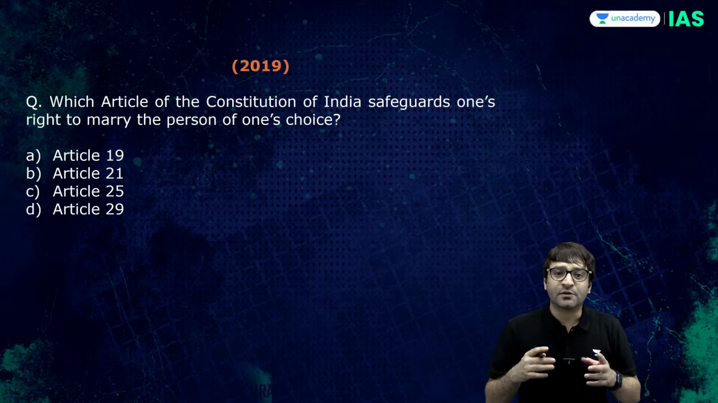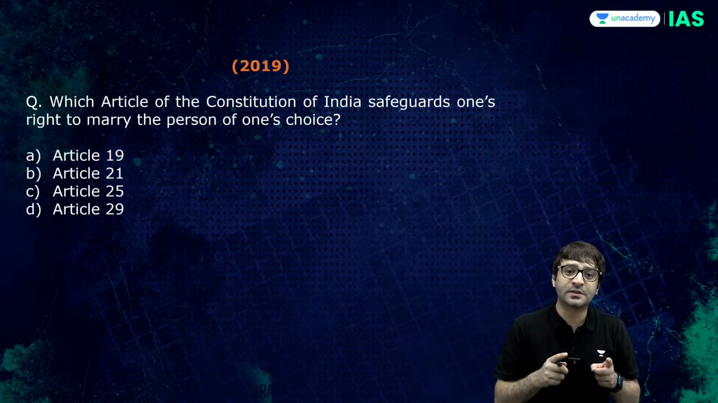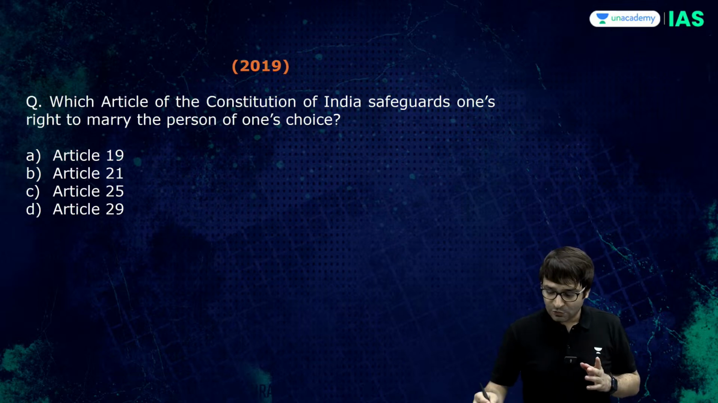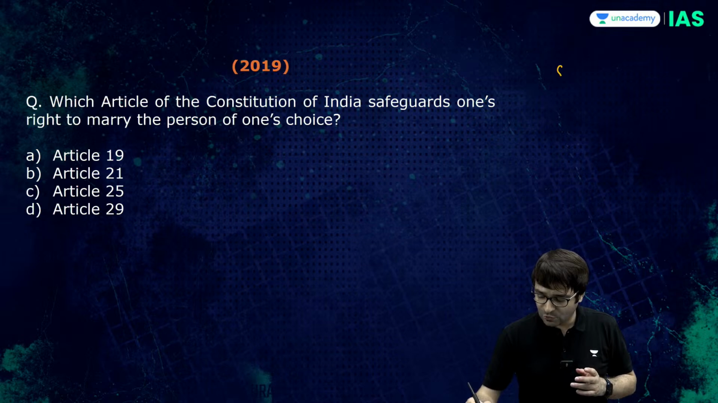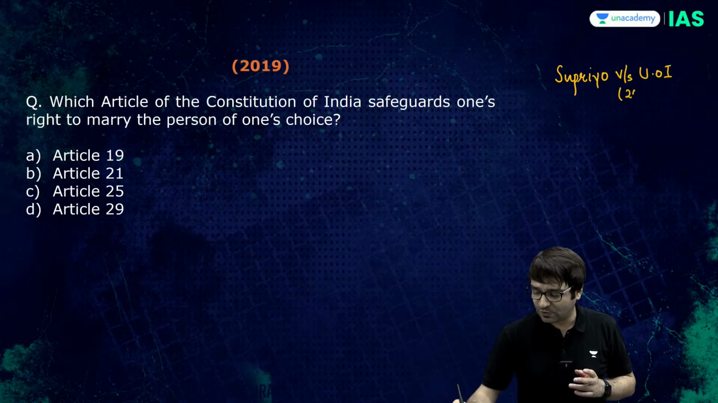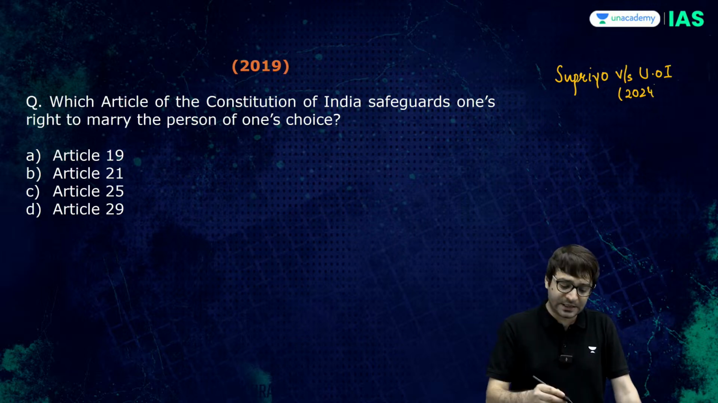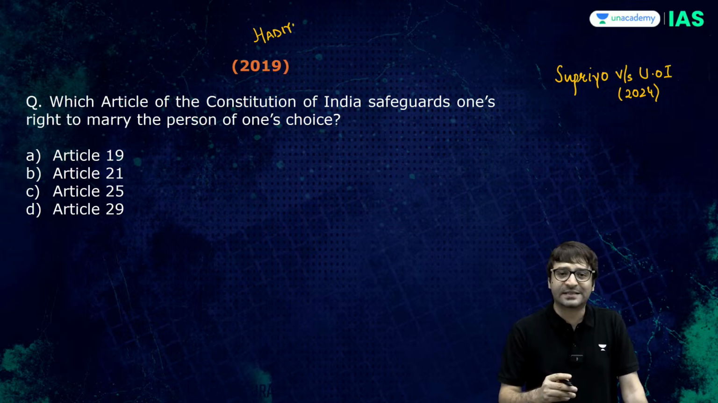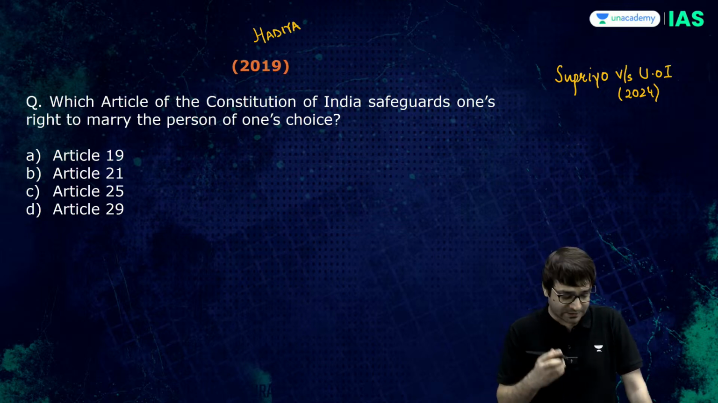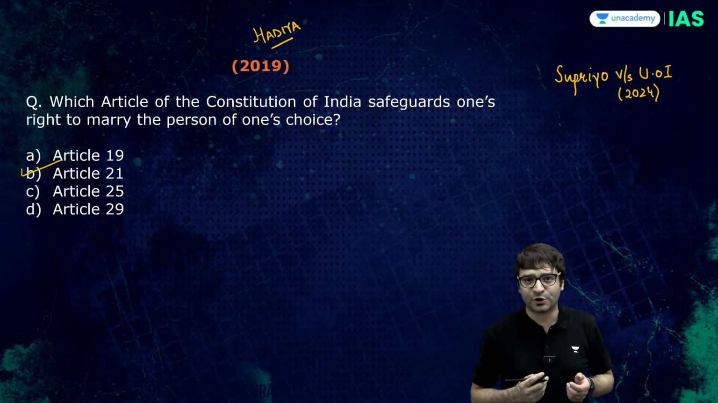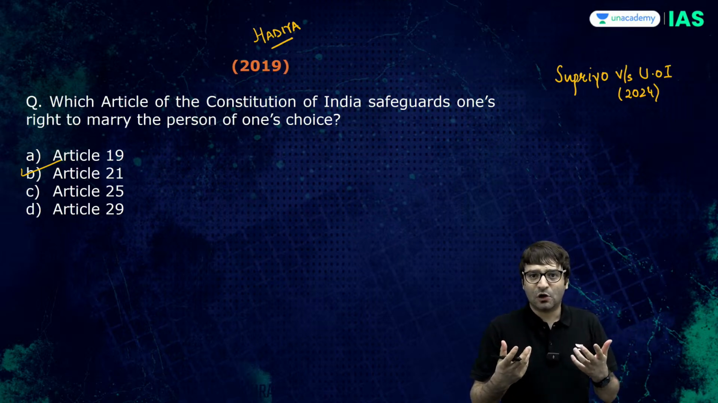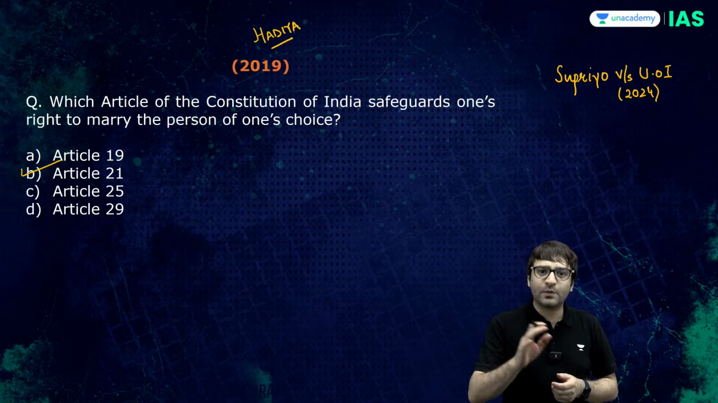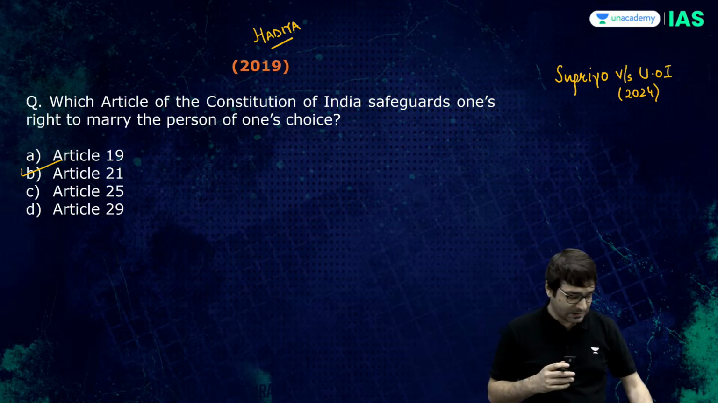Listen to me carefully. Right to marry is not a fundamental right. Who said this? Supreme Court in Supriyo versus Union of India. When? In 2024. But in 2019, in the famous Hadiya case, the Supreme Court had said that right to marry is a fundamental right under Article 21 of the Constitution because it's an important facet of right to life and personal liberty. But now it is not a fundamental right.